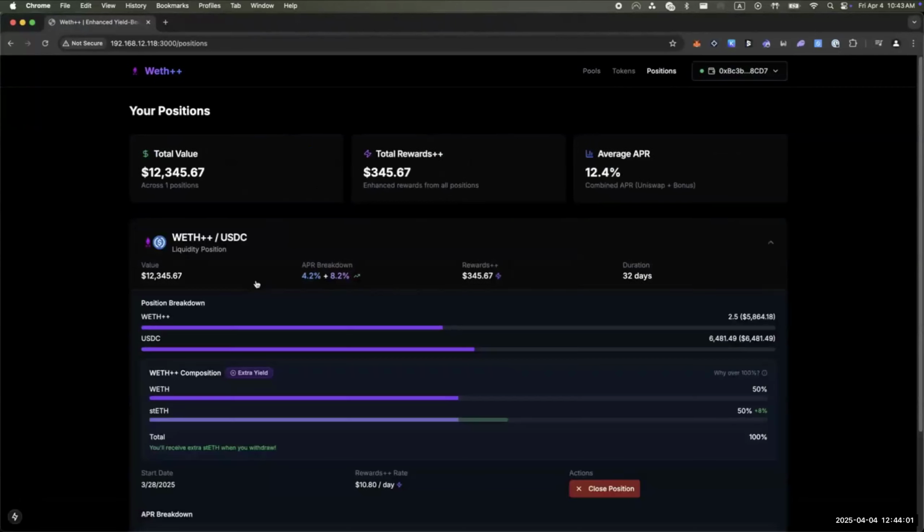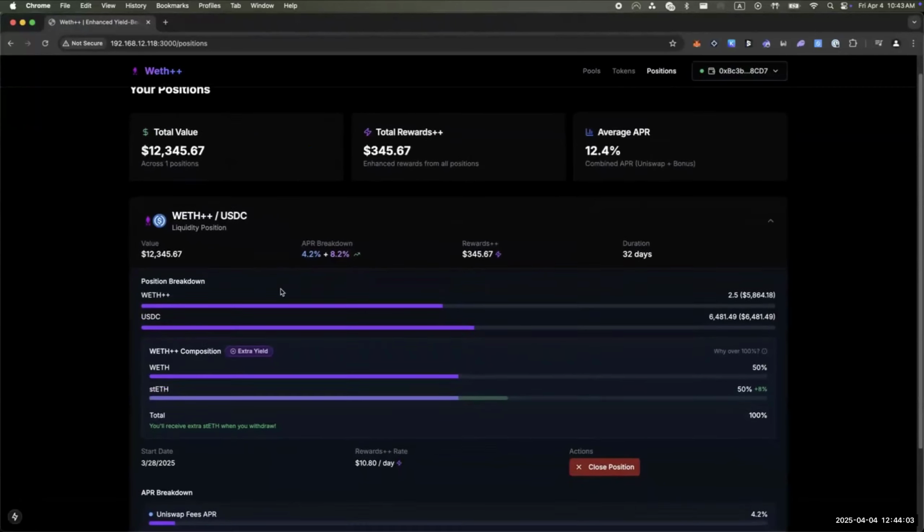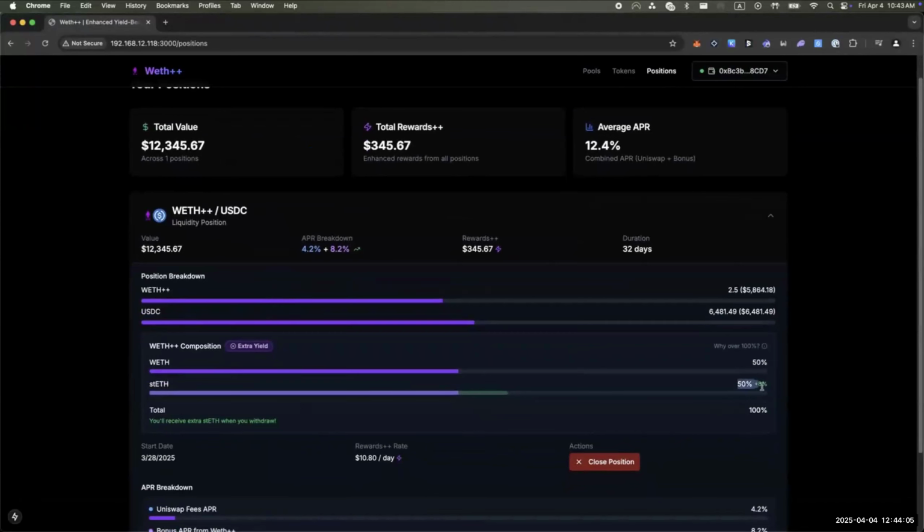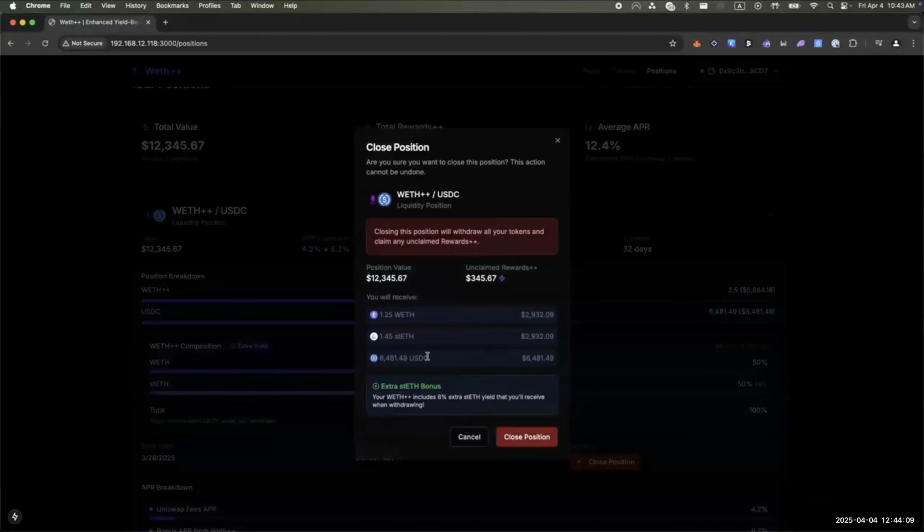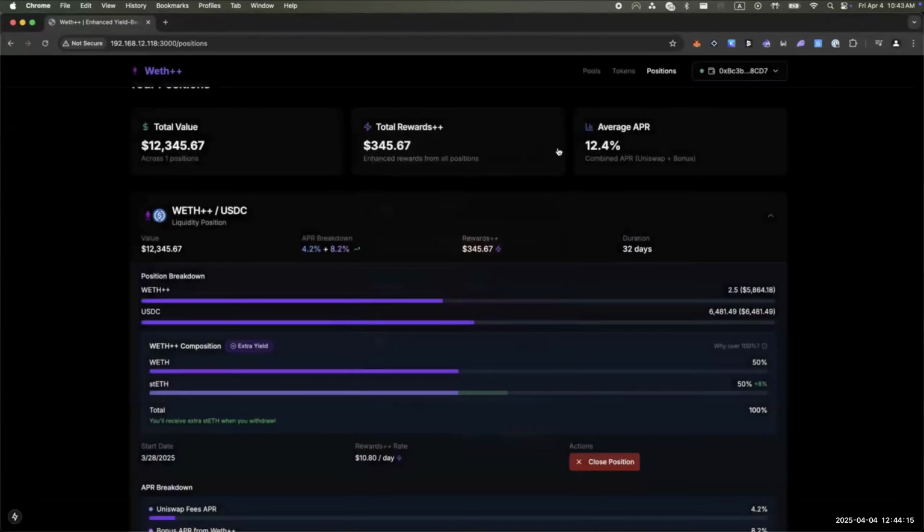When you're done, you can look at your position, see the breakdown, and you can even see what extra yield you've accrued from the staking rewards. When you close it, the LPs can claim the rewards knowing that it's been reserved exclusively for them. No one else has access to that.